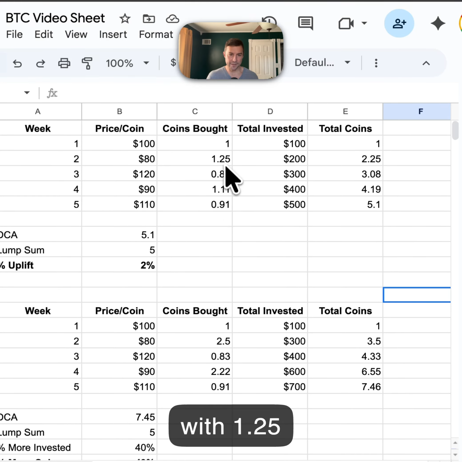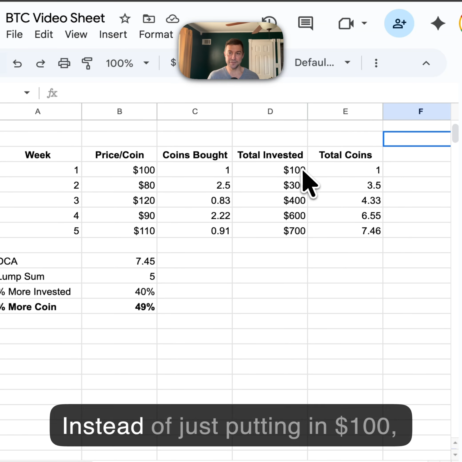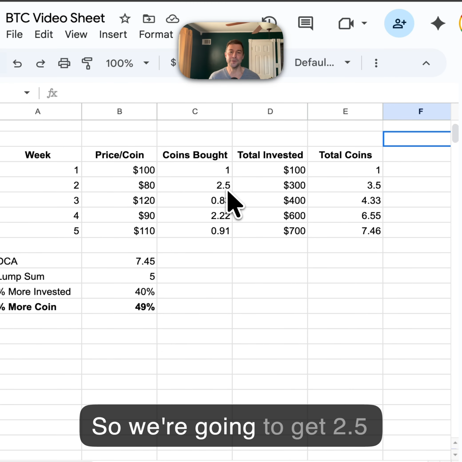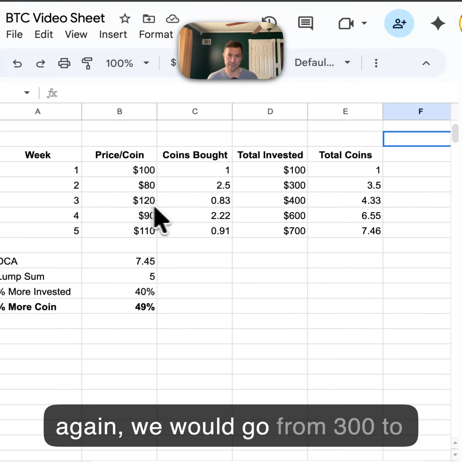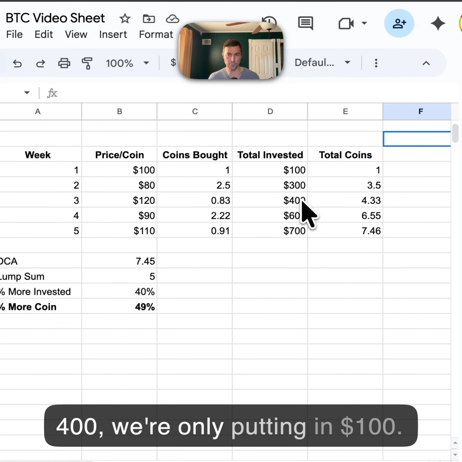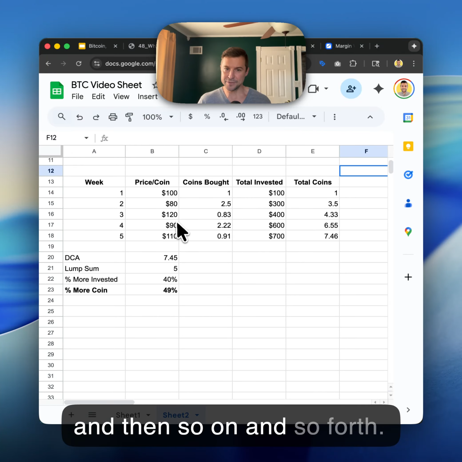but we would end up with 1.25 Bitcoin. Here with River, we're going to turbocharge it. Instead of just putting in $100, we're going to put in $200 because the price has dropped. So we're going to get 2.5 coin. And then when the price is up again, we would go from 300 to 400. So we're only putting in $100. We get 0.83, and then so on and so forth.